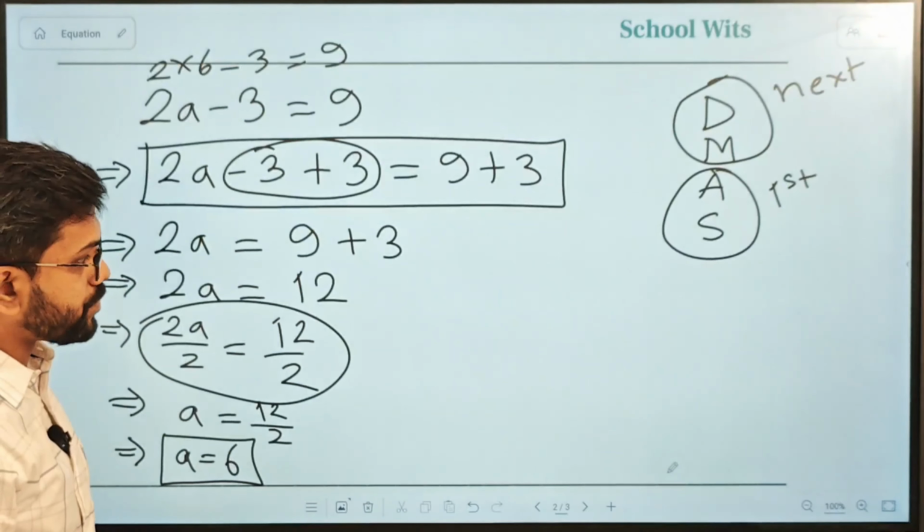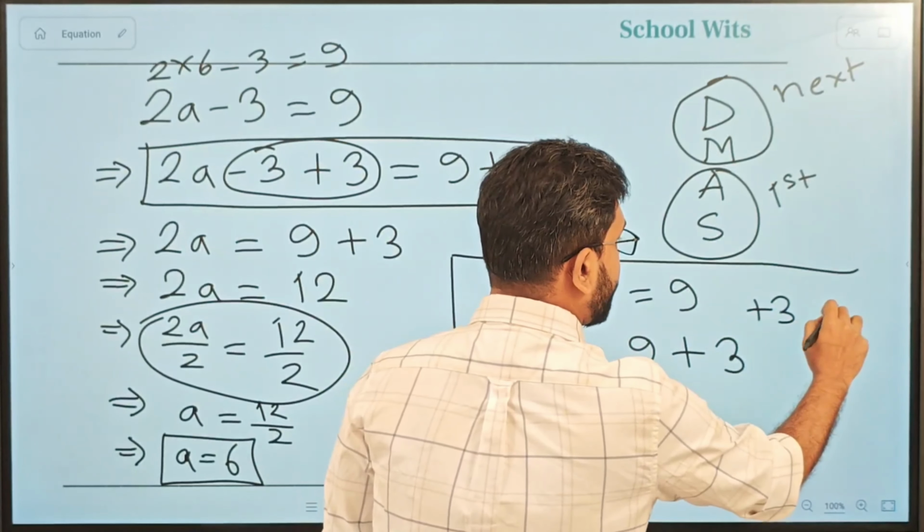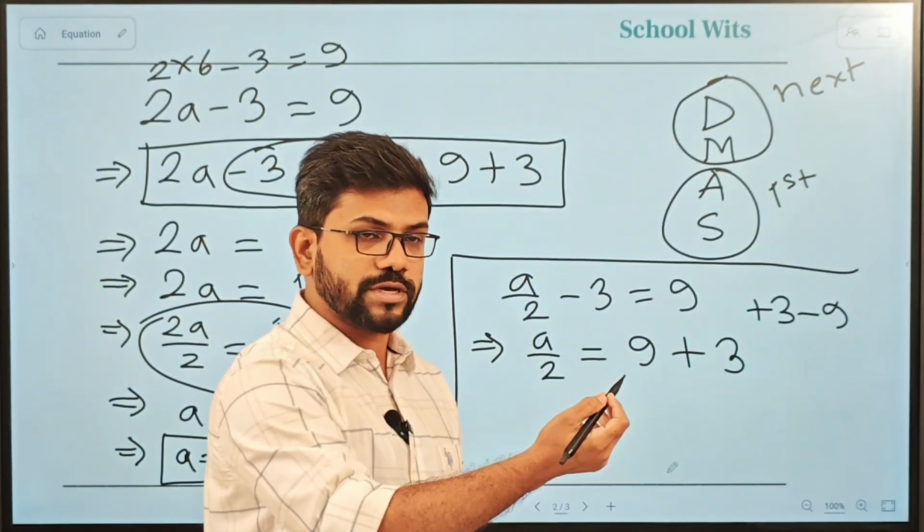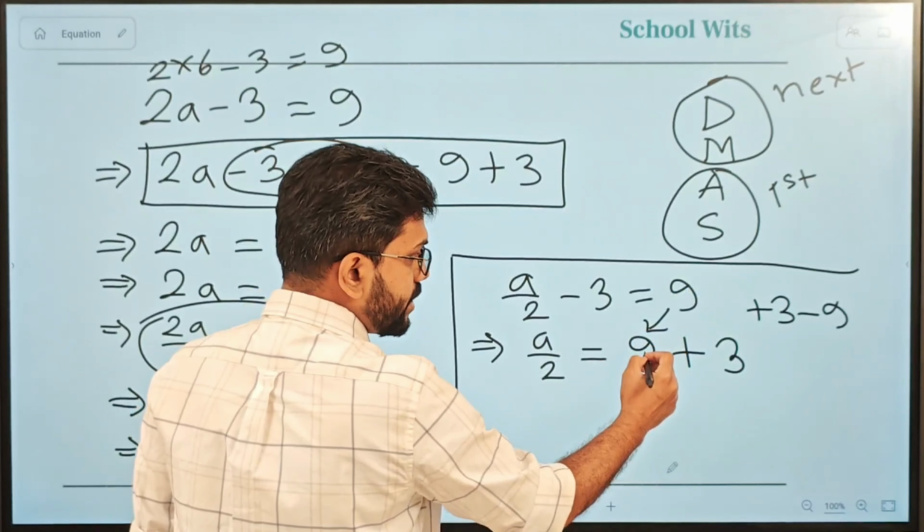Let's say if it is a by 2 minus 3 equal to 9. Again, we know that we do the addition subtraction first. That means we are going to take this negative 3 to the other side. So a by 2 equals to 9, and negative 3 to the other side will become positive. One of the common mistakes that students make here is that they tend to write the 3 first, then they write 9, and they mess up the symbols somehow. The number that is already on that side, you write that first, then you write this number, not like this. Otherwise, you would mess up.